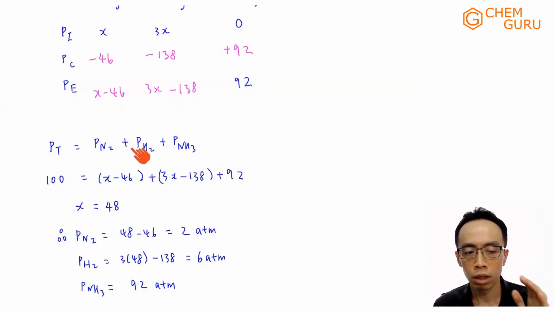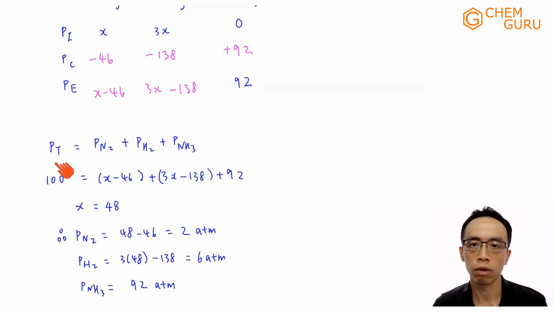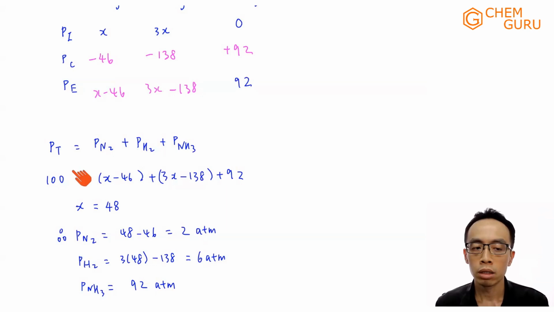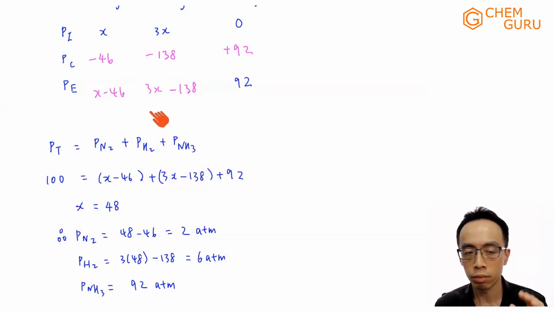So we have this here. The total pressure is just the partial pressure for all my gases: the partial pressure for N2, and the partial pressure for H2, and the partial pressure for ammonia. And the total pressure is 100. Partial pressure for N2 is x minus 46. Partial pressure for H2 is 3x minus 138. Partial pressure for ammonia is 92.